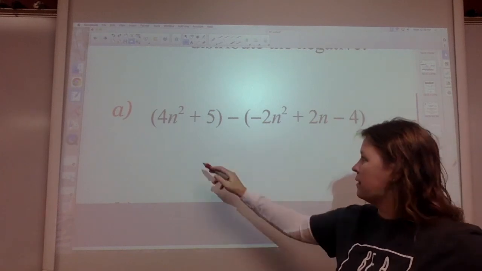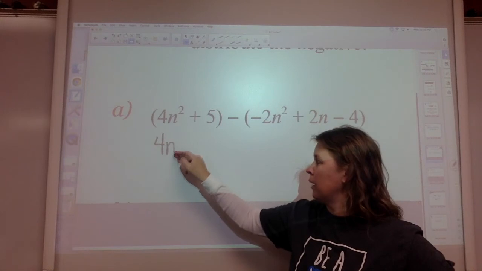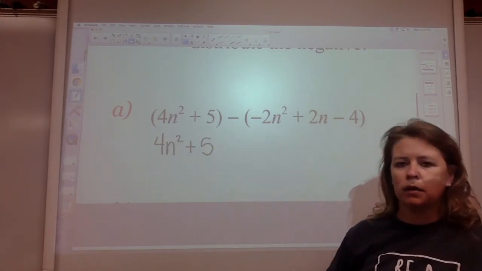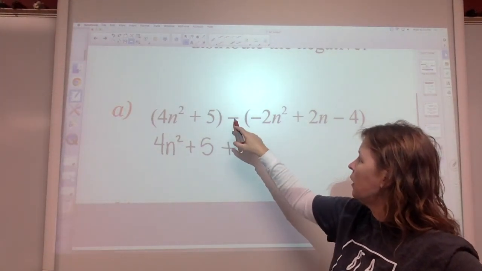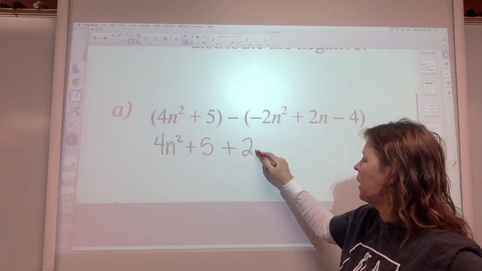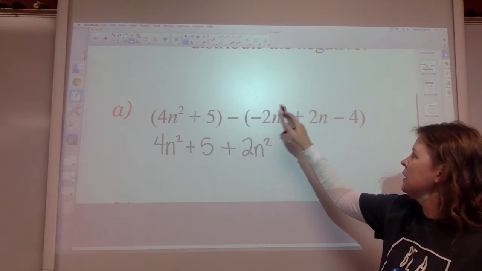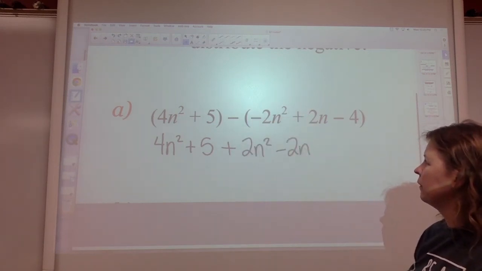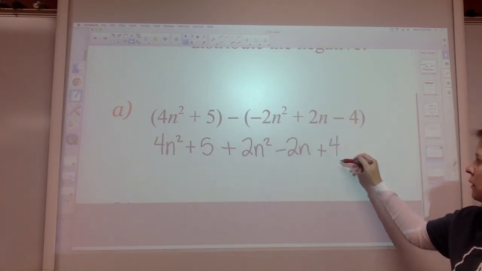So we're going to rewrite this whole problem the correct way without parentheses so we can clean it up a little bit. 4n squared plus 5 plus, it wants the opposite of a negative 2, so it becomes a positive 2n squared. The opposite of a positive 2n becomes negative 2n, and the opposite of a negative 4 becomes positive 4.